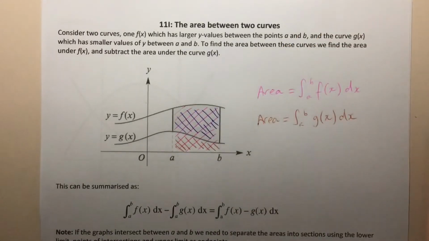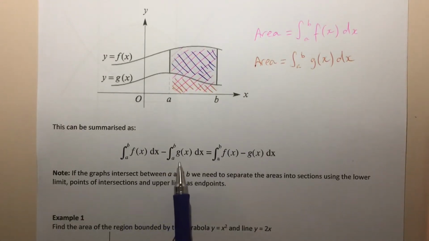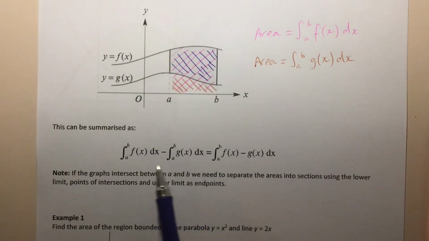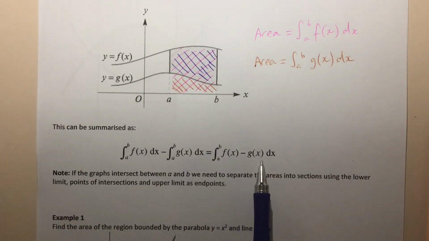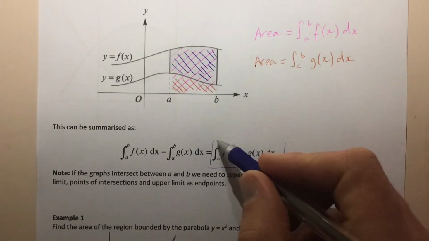Hence we get this formula here that says the area would equal the integral from a to b of f of x minus the integral from a to b of g of x, which we know from our rules for definite integrals, that we can actually write as one single integral, and that is the integral from a to b of f of x minus g of x. So this formula here is essentially how we find the area between two curves.